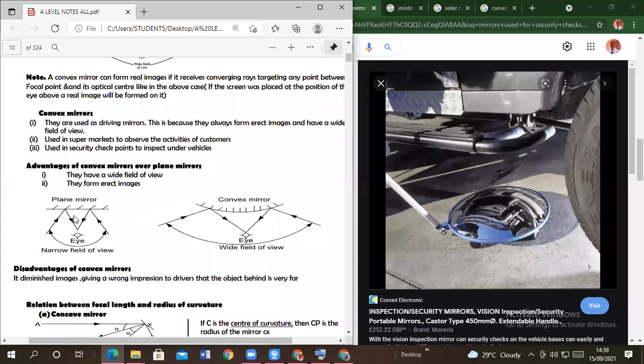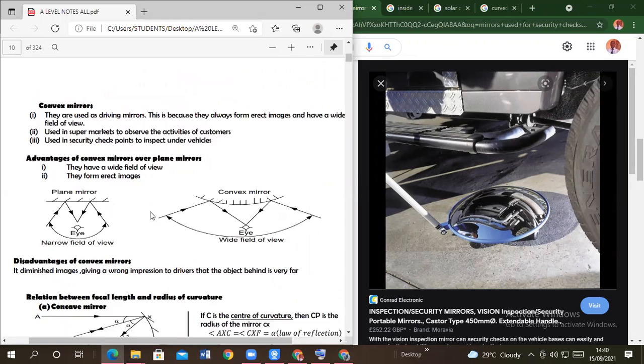While plane mirrors, so you must have drawn these two diagrams, while plane mirrors have a narrow field of view, they have a narrow field of what? A narrow field of view, and that's why they are not used as car driving mirrors or car side mirrors.